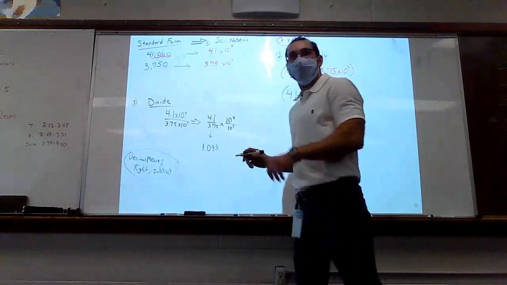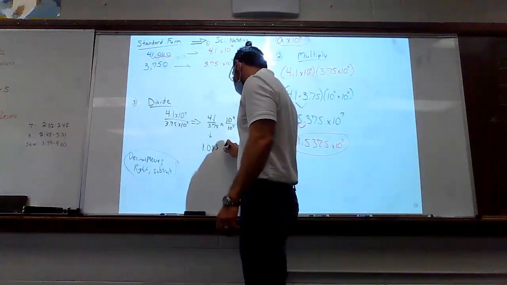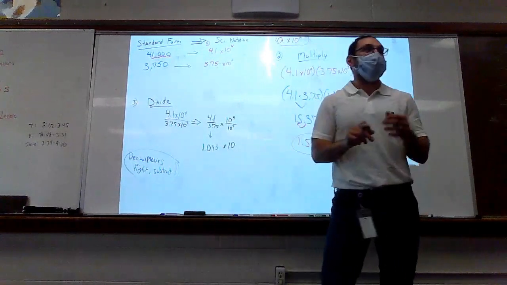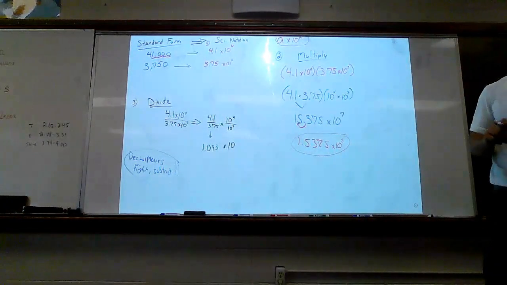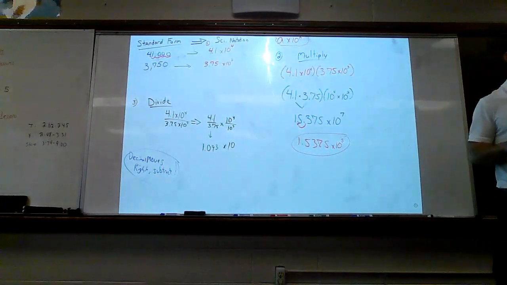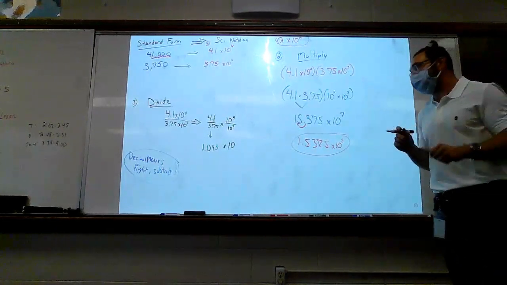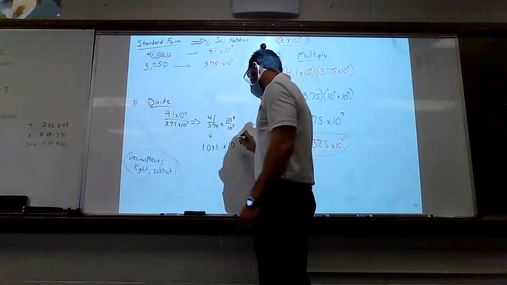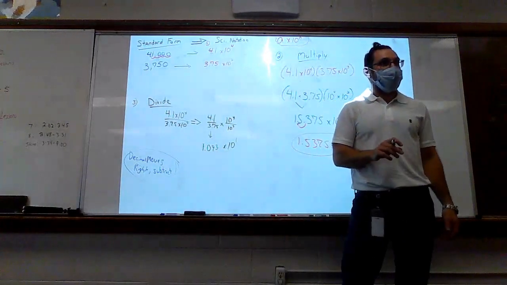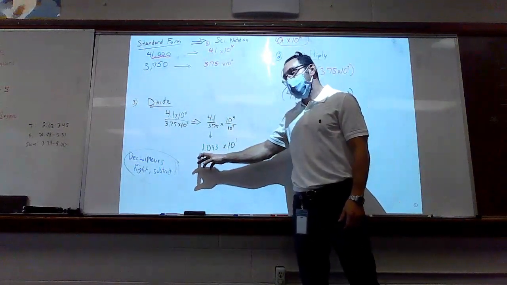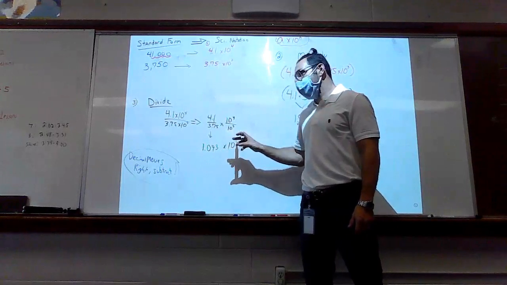So 1.093 times 10. What do we do when we're dividing exponents? Do we add them? Do we subtract them? Do we multiply? Do we divide? Go ahead. We subtract them. 4 minus 3 is 1. Is this in scientific notation? Absolutely. It's at least 1. It's a base of 10. It's an integer.